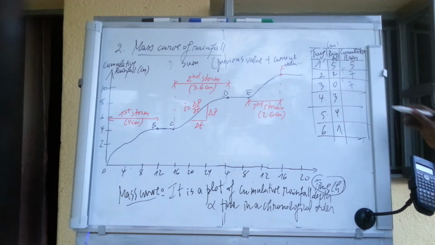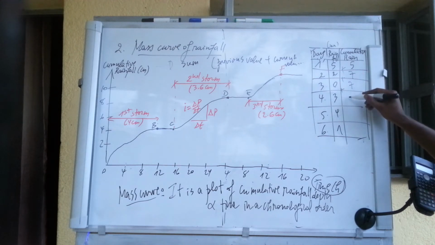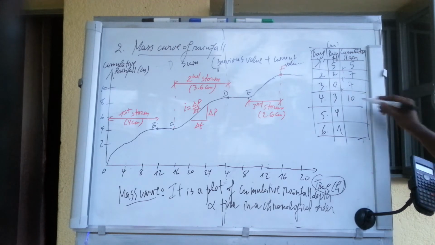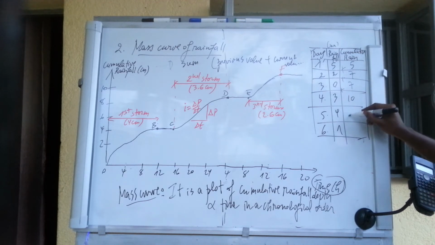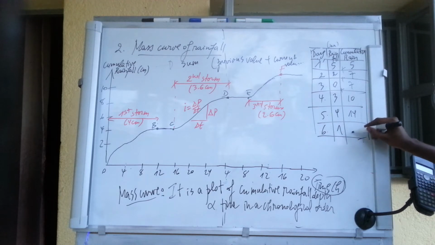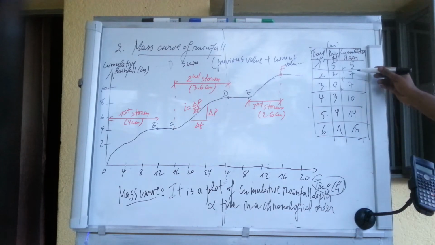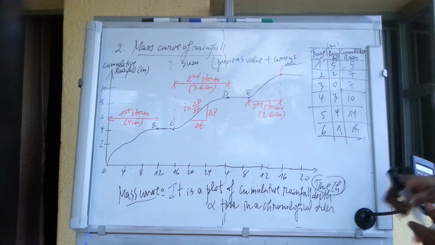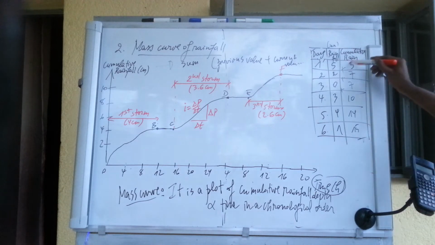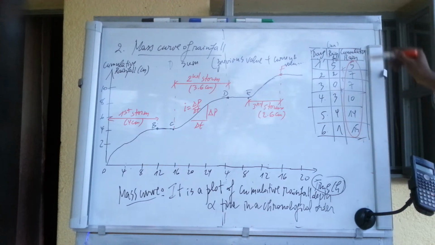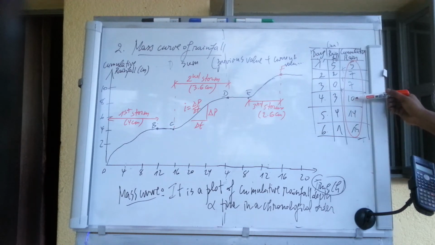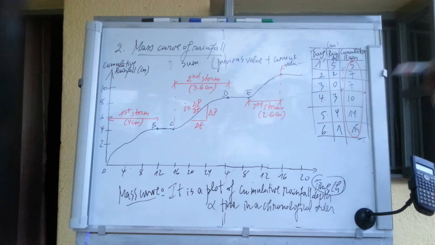7 plus 0 is 7. This plus this, you get 10. 7 plus 3 is 10. 10 plus 4 is 14. 14 plus 1 is 15. So this is what we call cumulative rain. You take the previous value plus the current, to get the total rain. So this is how we compute the cumulative rainfall. These values are called cumulative rainfall.